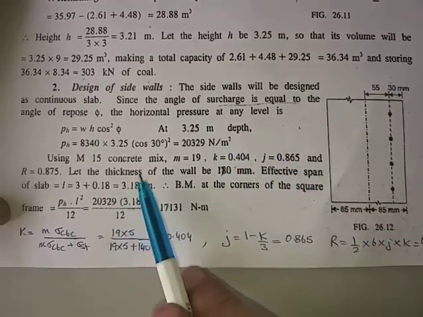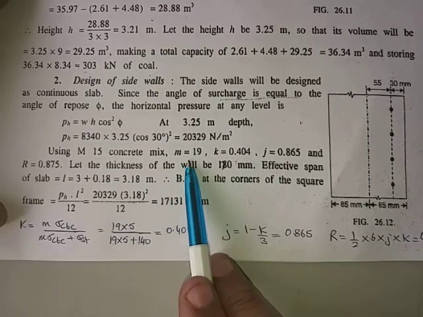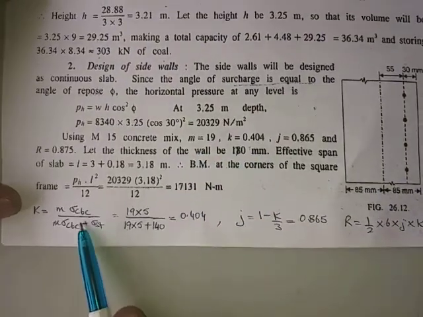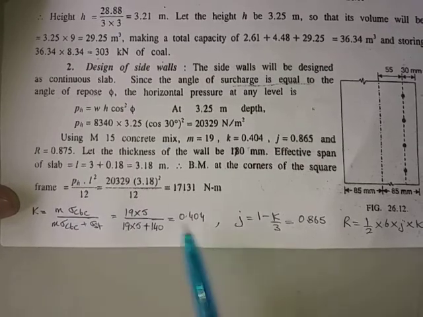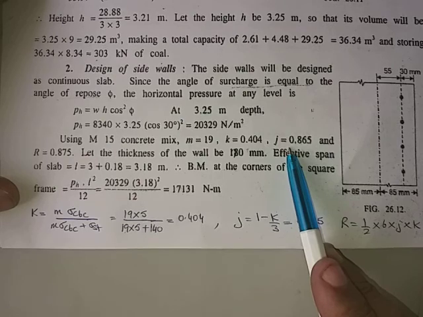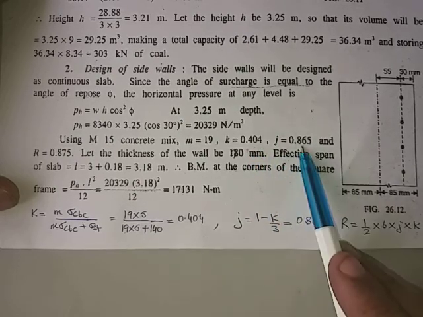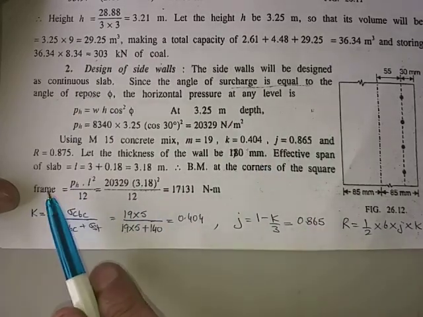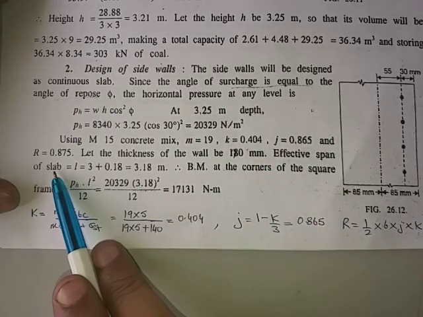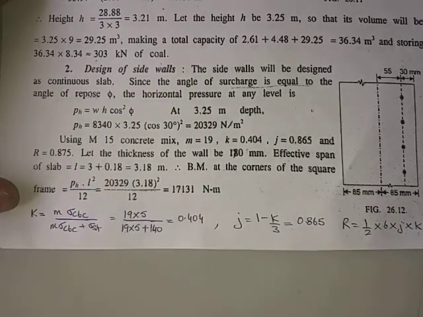So using M15 concrete, we can find out the design constants. If m is 19, you can find out the K value, that is m sigma cbc by m sigma cbc plus sigma st. When you substitute, K comes out to be 0.404. Similarly, J is 1 minus K by 3. You can substitute K as 0.404, and this comes out to be 0.865, and R can be calculated. R is equal to half into 6 into J into K. So this gives me a 0.875 value when you substitute the values.